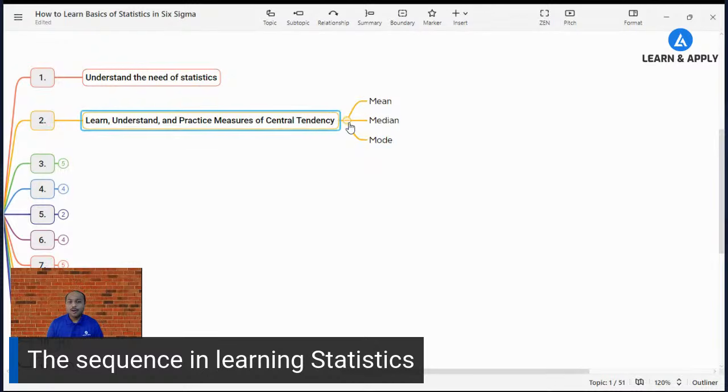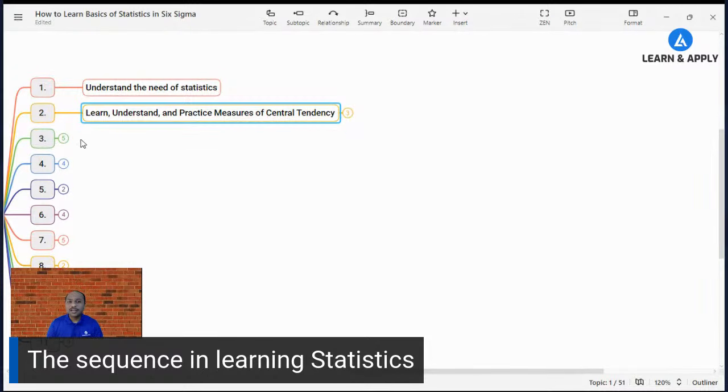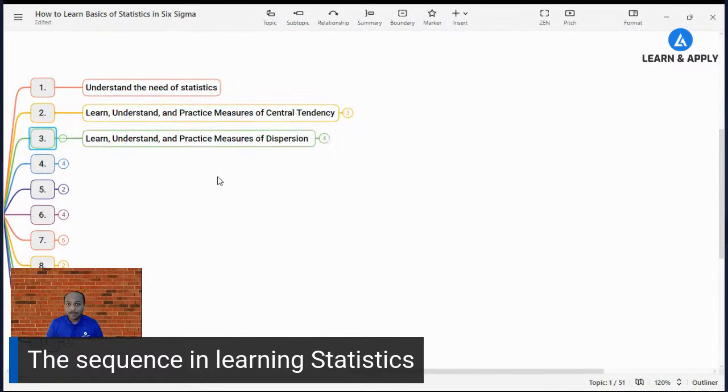Once it is clear what the measures of central tendency are, then go a little bit deeper. Here we are going to understand the measures of dispersion. Measures of dispersion means the statistical metrics that indicate the distribution of your data, the spread of your data, or what variation your data is having.